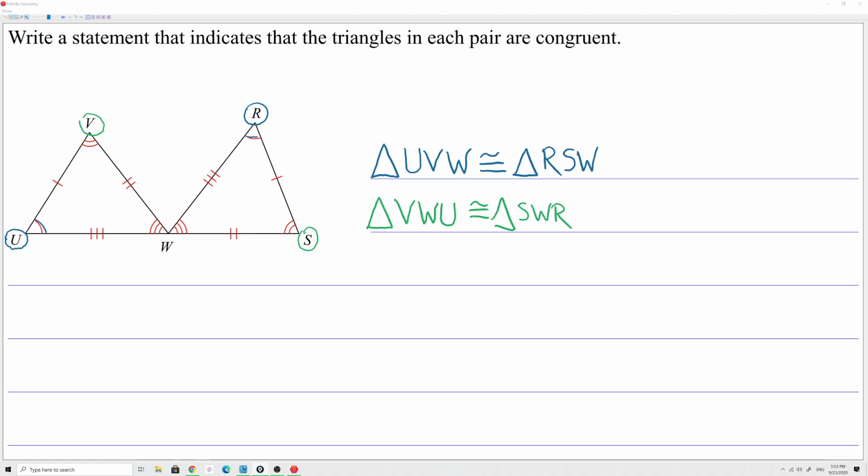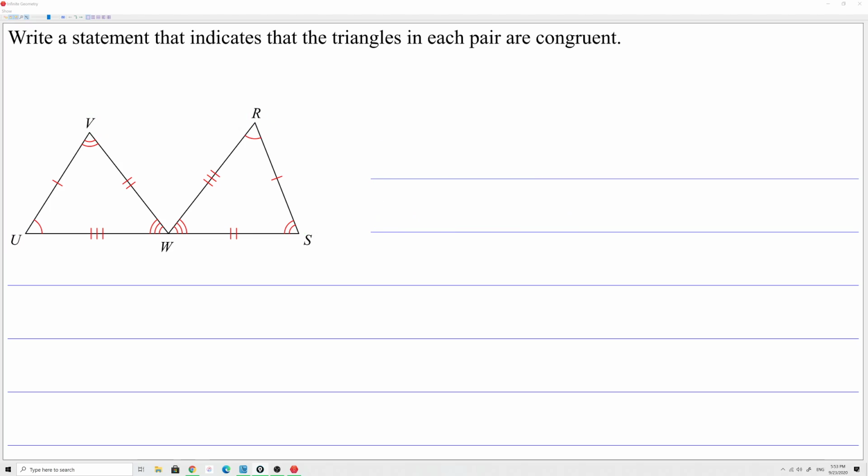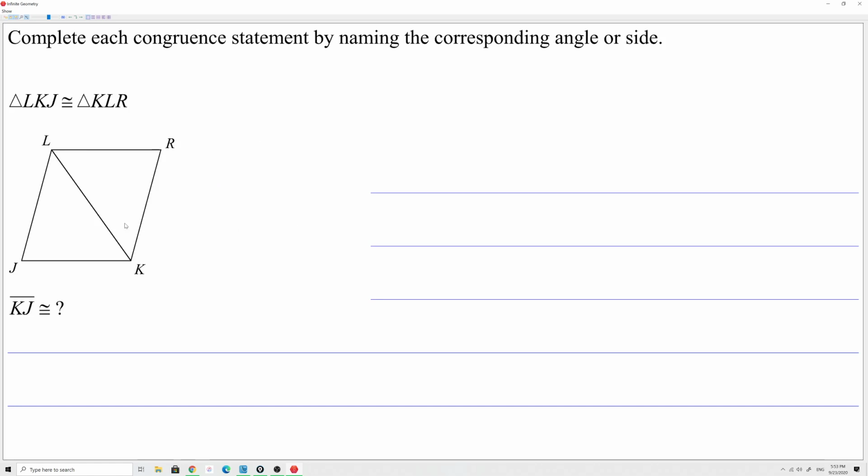Okay, so that's the end of that question. Now let's move on. So here we have a triangle congruence statement. We know that triangle LKJ is congruent to triangle KLR. And we have to fill in the question mark. Side KJ, which side corresponds to it? So which side is KJ congruent to?